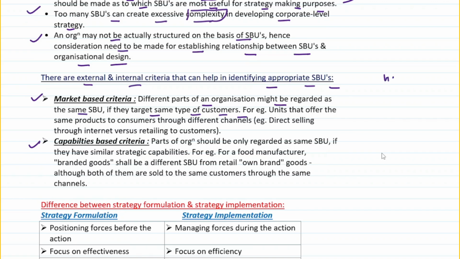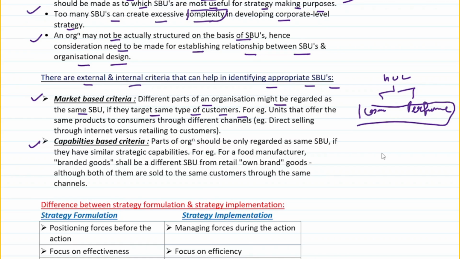Like for example, we spoke about HUL. You will have a cosmetic section, as in the beauty products, lipstick, kajal, nail polish, etc. And similarly, you may have a perfume section, which can be perfumes or deodorants. Since they both belong to almost the same category or cater to the same kind of customers, this comes under market-based criteria, because they may be regarded as the same SBU, since they cater to the same kind of customers.